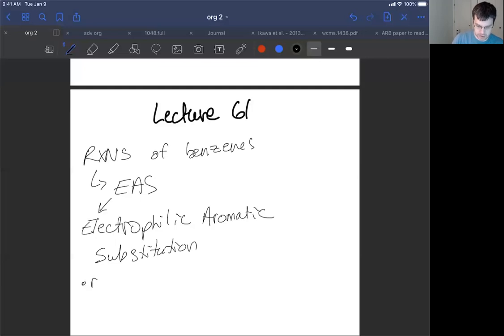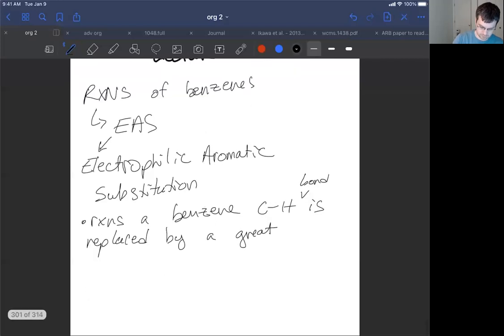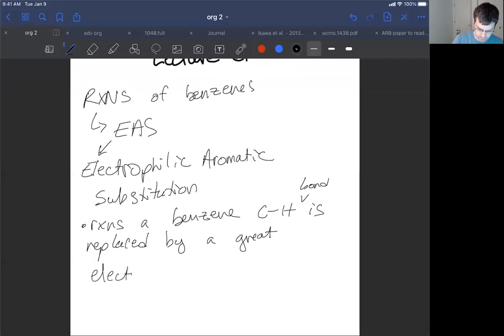These are reactions where a benzene C-H bond is replaced. We don't replace the carbon, it's the hydrogen that is replaced by a great electrophile. I'm going to label that as E+.